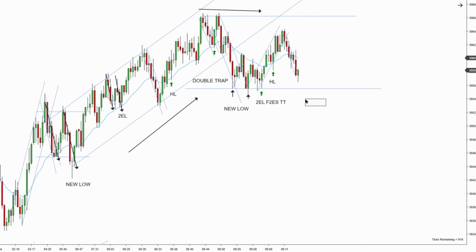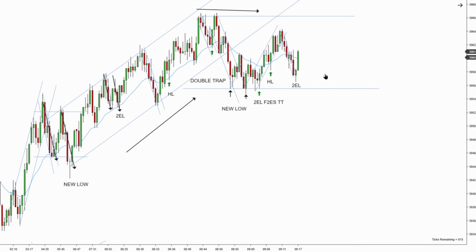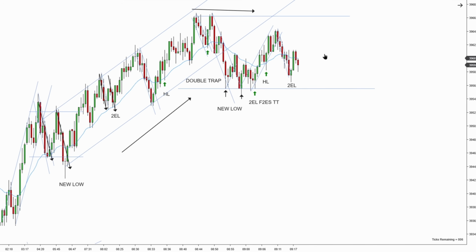So this right here is a second entry long, but this is not a good trade because it's in the middle of no man's land, below EMA. You don't know how strong this correction is going to be. But now you're pushing strong above EMA. So what are you expecting now? Well, high-low confirmation setup of the second entry long because the second entry long is not great. The bias still remains bullish.